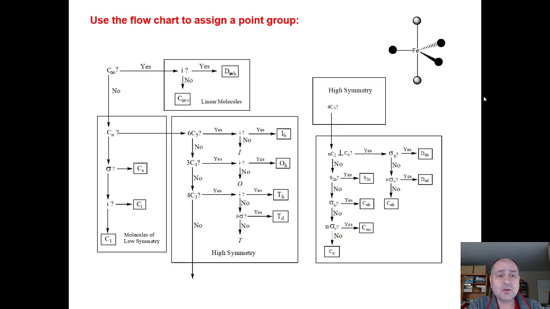And so now you can use this flowchart and assign a point group to anything. Good luck, and let me know if you need some help, and I'll make a recording for you.